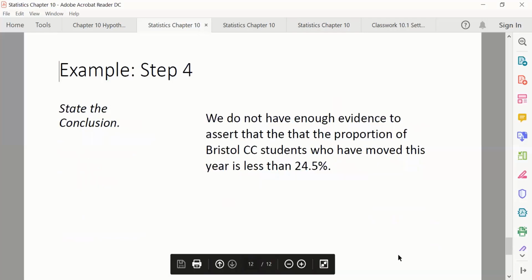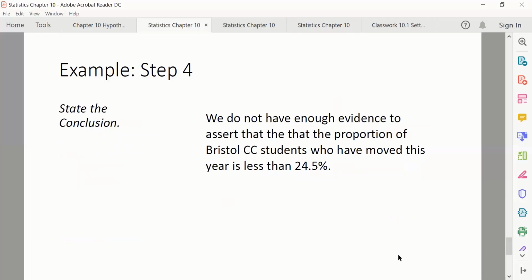So we don't have enough evidence to assert that the proportion of Bristol Community College students who have moved this year is less than 24.5%. We don't say that the alternative is wrong, we just don't have enough evidence. If we had taken a larger sample, it may be that we would have sufficient evidence.